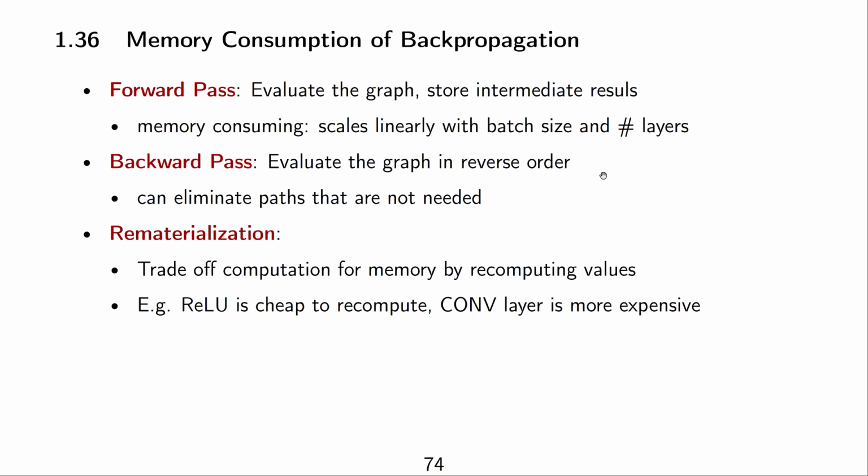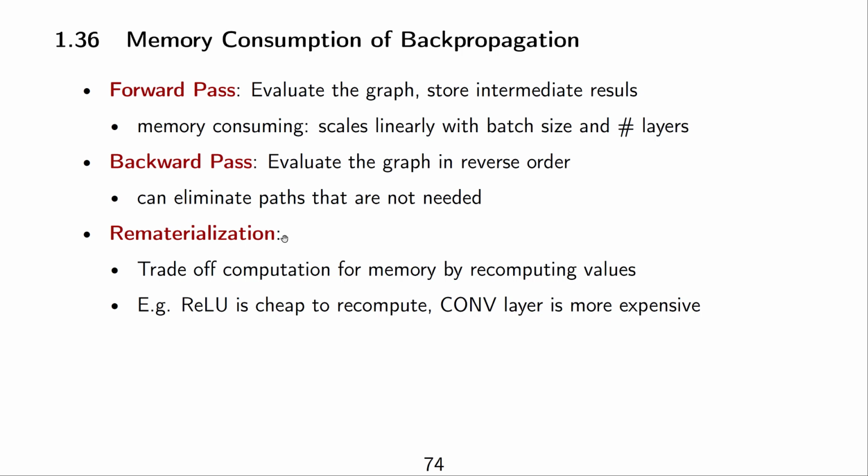In the backward pass, we evaluate the graph in reverse order, as we said, and we do have some possibilities to evaluate only the paths that are needed. Generally, during training, maybe we don't need to evaluate the derivatives with respect to the input samples. Still, memory is a big issue. We will see for some of the more memory-consuming networks, for example segmentation, it might be 1-2 samples, that's all that fits in your GPU memory.